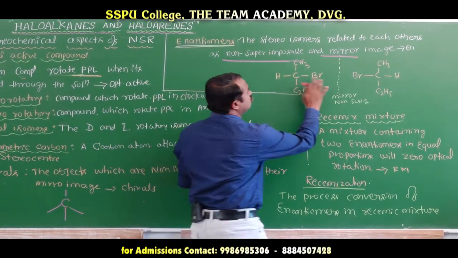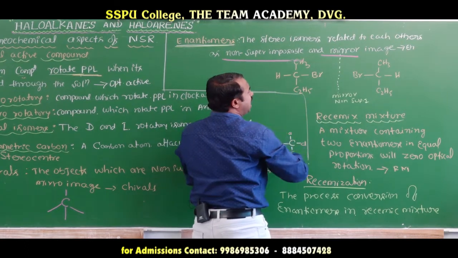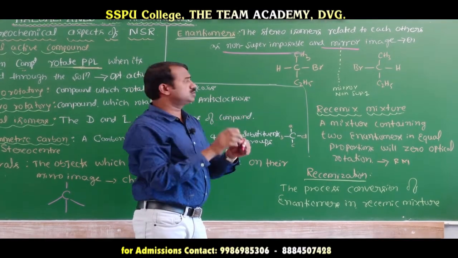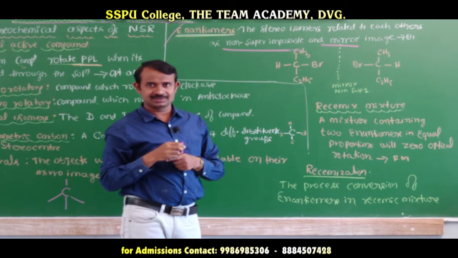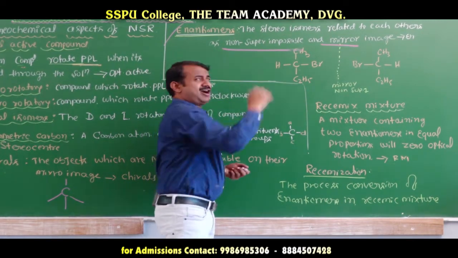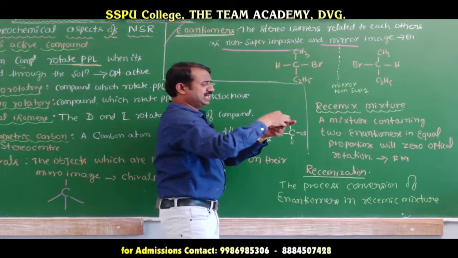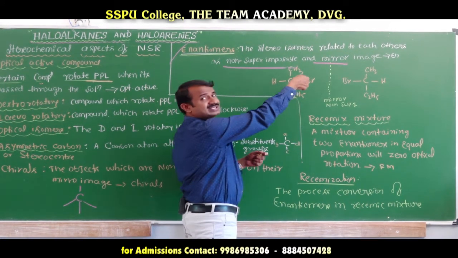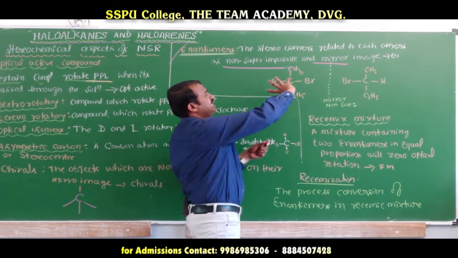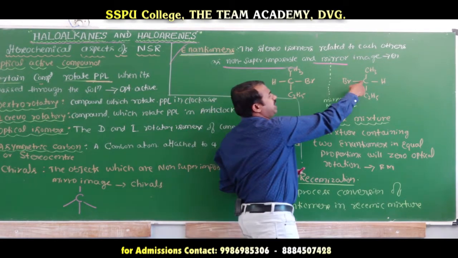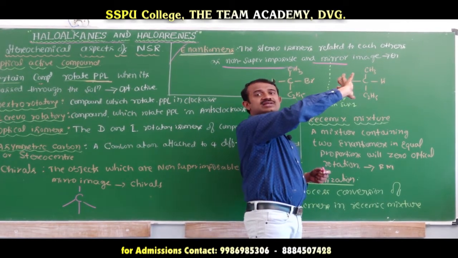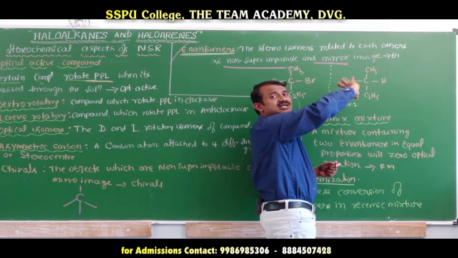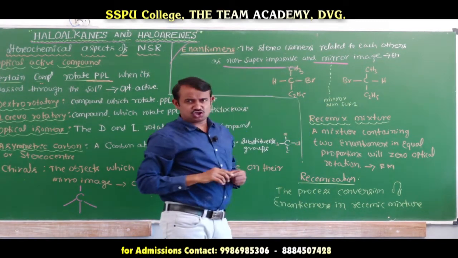Take the enantiomers here. This is a mirror image and this is non-superimposable. When plane polarized light is passed through this optically active compound, with bromide on the right side it rotates clockwise, and with bromide on the left side it rotates anti-clockwise. The one rotating clockwise is dextro, this one is laevo. That is enantiomers.